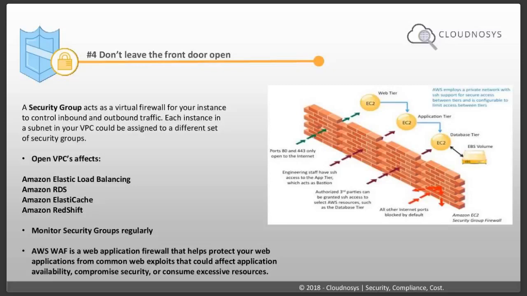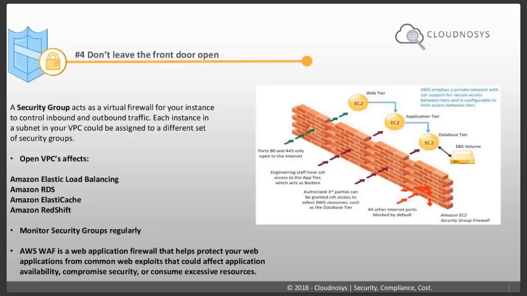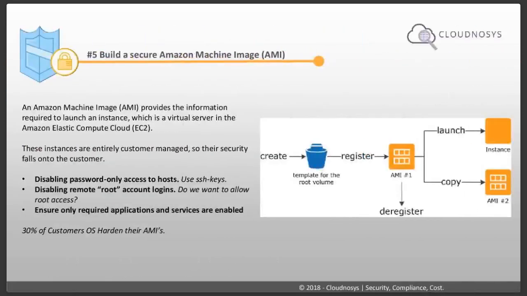And you should also have the AWS WAF product turned on, which is the web application firewall, or any other third party web application firewall. You should have a secure AMI. So all the images that you have, make sure they're hardened. You have run vulnerability scanning on those, and you have a process in place.